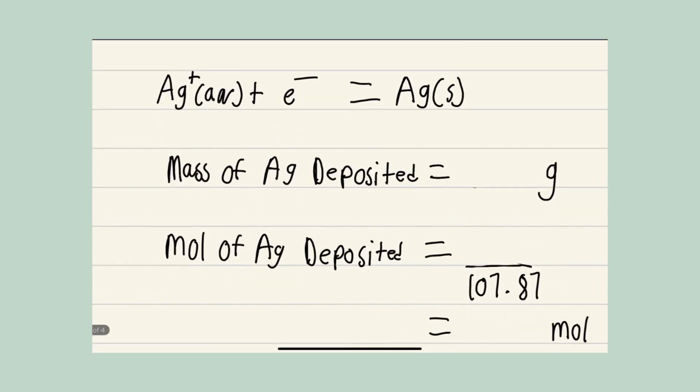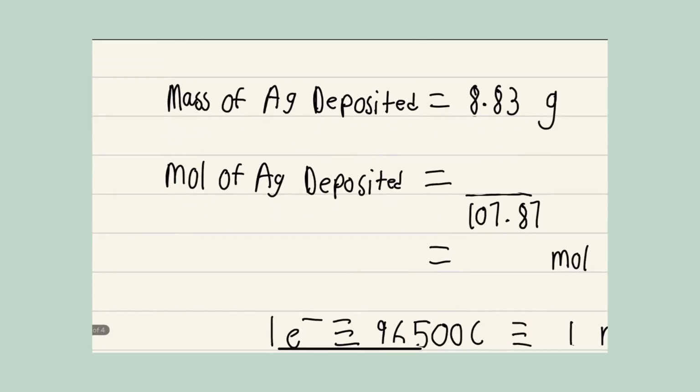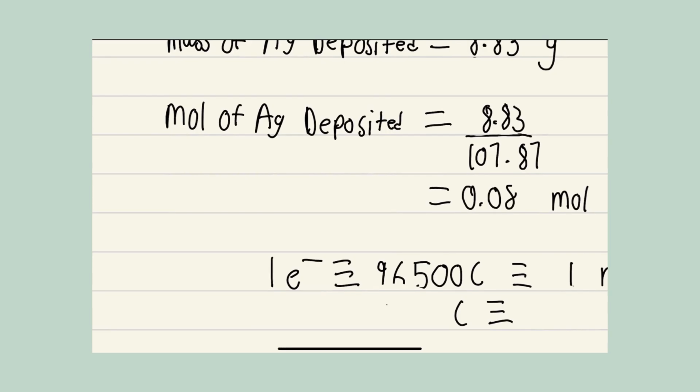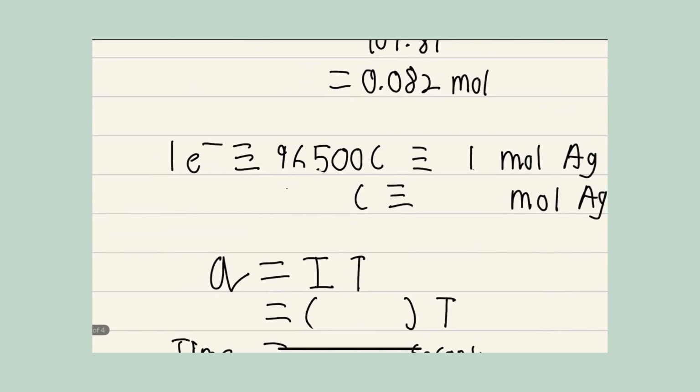So the mass of silver deposited, as the question stated, is 8.83 grams. Now we can find the moles of silver deposited, which is mass over molar mass of silver. So we got 8.83 over the molar mass, which gets us 0.082 moles. Based on this equation, one mole of electrons, which equals 96,500 coulombs, equals 1 mole of silver. So since we have 0.082, this equates to about 7913 C.